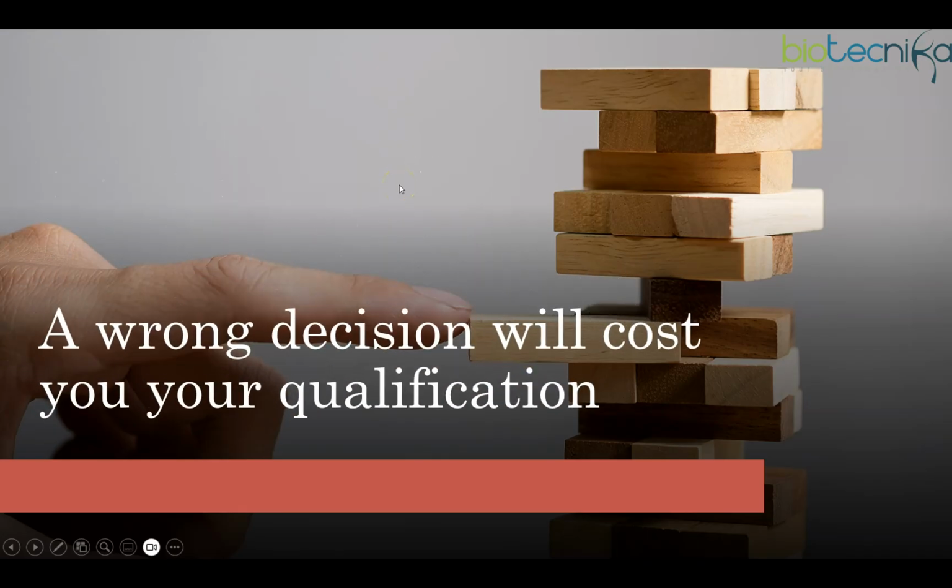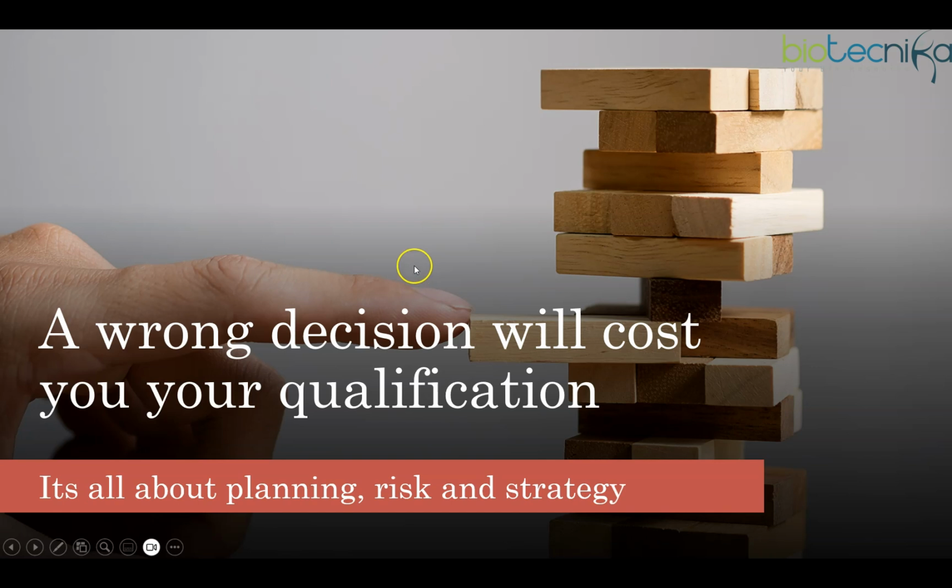A wrong decision can actually cost you your calculation. So you have to choose the questions very carefully. It's all about planning, the risk and strategy. So what kind of planning? You have to know how much qualifying marks you need. For example, if you have 120 marks out of 200 in the general category, and you are attempting to qualify for JRF, then with 120 marks you can easily qualify the JRF exam. That means out of 200 you're looking for 120 marks.